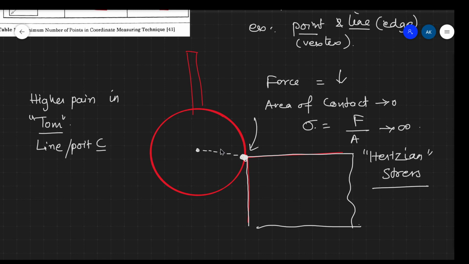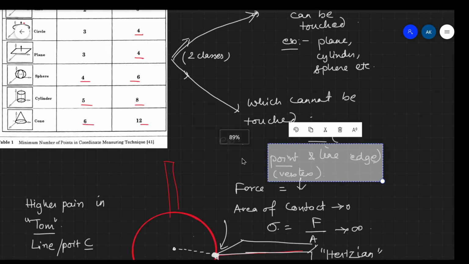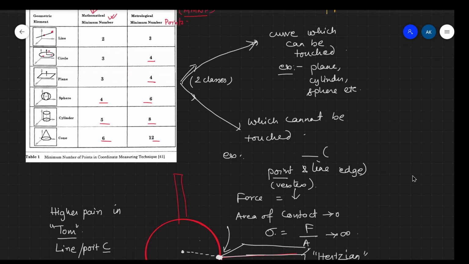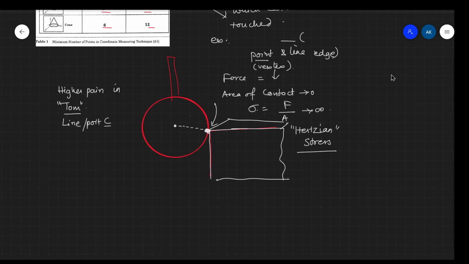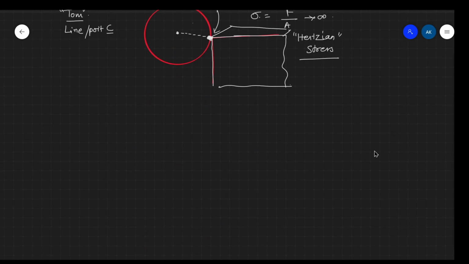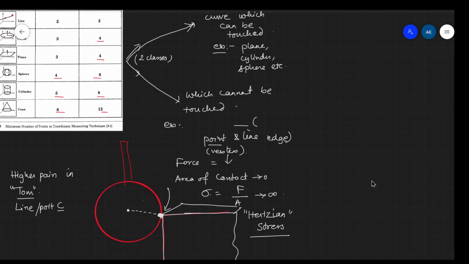So what we do, we never touch a probe to a vertex or an edge of an object. I hope you understand now. Right? So because of this logic only, we say there are two classifications: geometry which can be touched, geometry which cannot be touched. Okay. Now, how to do this? Yes. Now, one more thing you have to know about that which cannot be touched.